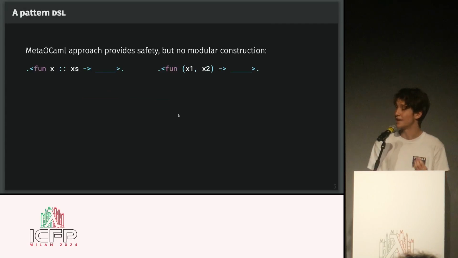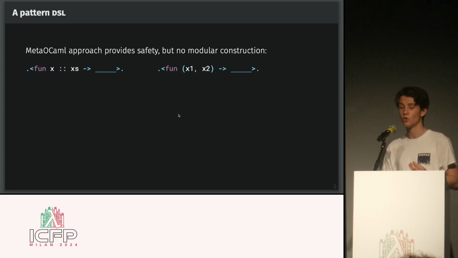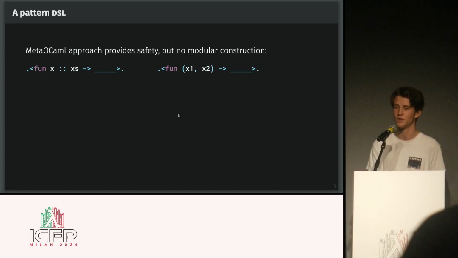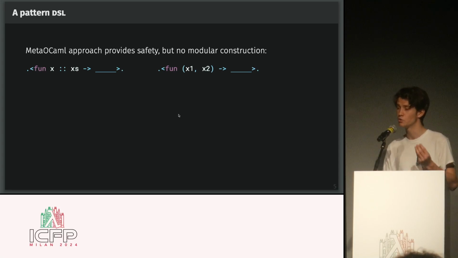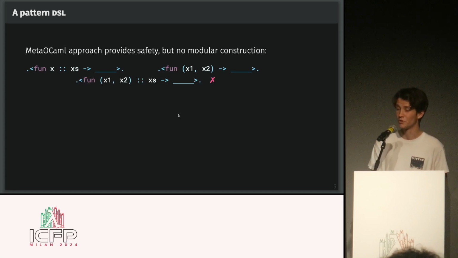So as I said, MetaOCaml does provide a safe way to define patterns, but it lacks modularity. And here's precisely what I mean by this, in that we may have patterns such as this with an x cons x's, and also a tuple of x1 and x2. And it's quite conceivable that we might want to build a pattern from these in which we can substitute the x1, x2 tuple for the x. Unfortunately, that's not actually possible with the way MetaOCaml is implemented.